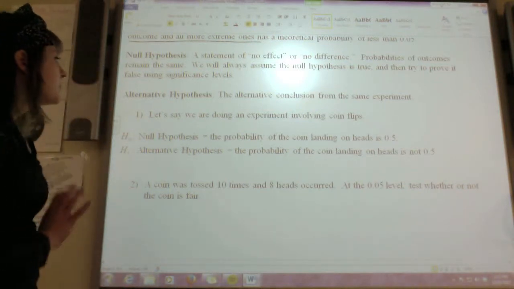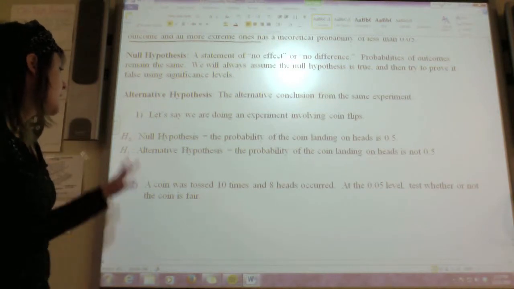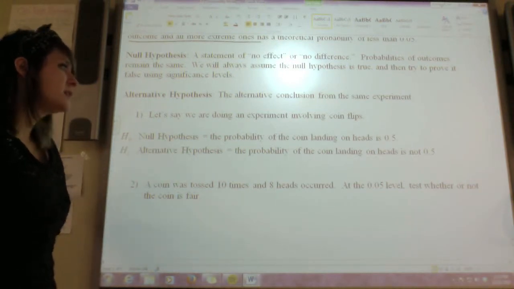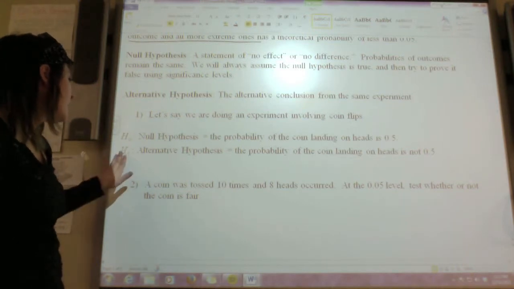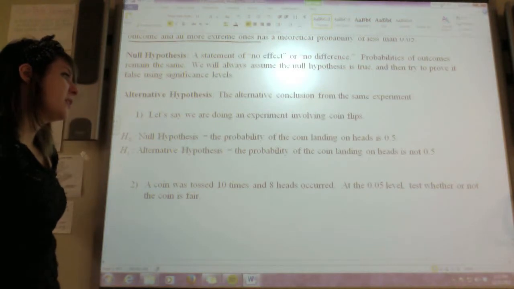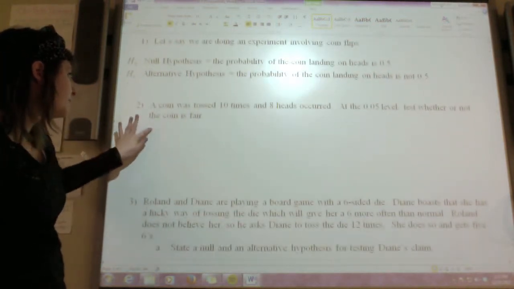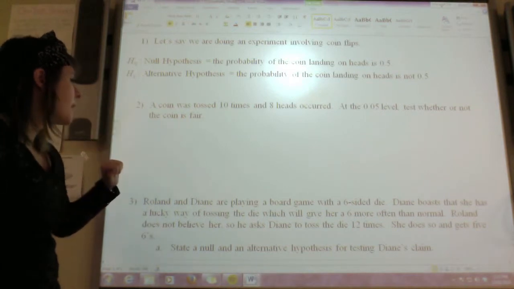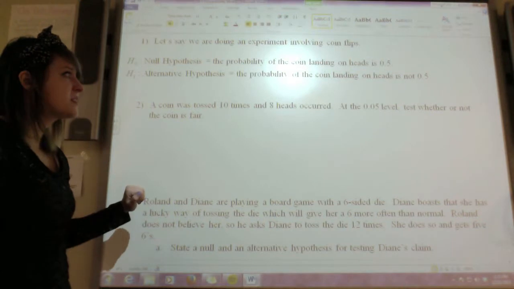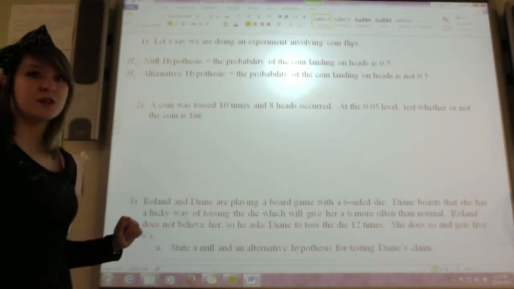All right, let's say we're doing an experiment involving coin flips. We might say H sub naught, which is our null hypothesis, is the probability of a coin landing on heads is 0.5, and our alternate hypothesis, H sub 1, is the probability of a coin landing on heads is not 0.5. Okay? Using those as our hypotheses, let's say a coin was tossed 10 times and 8 heads occurred. At the 0.05 significance level, test whether or not the coin is fair.